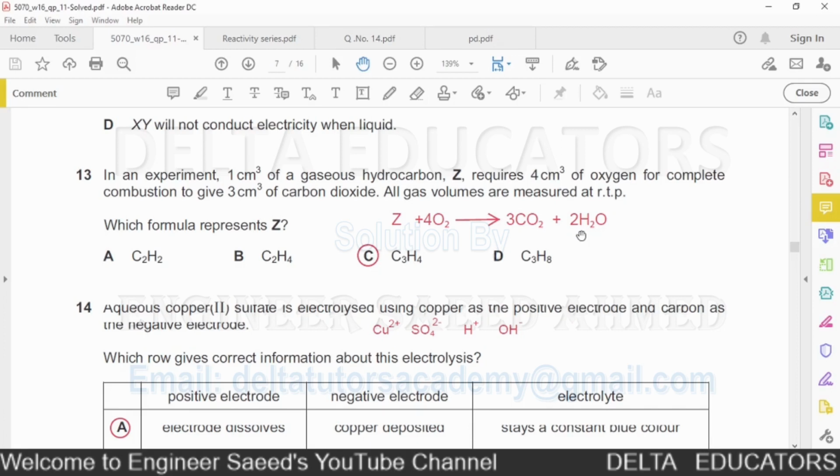Now how many hydrogen do we have? We have a total of 4 hydrogen, and 4 hydrogen is given in option C. In option C, we have 3 carbon and 4 hydrogen. So here our correct option is option C.